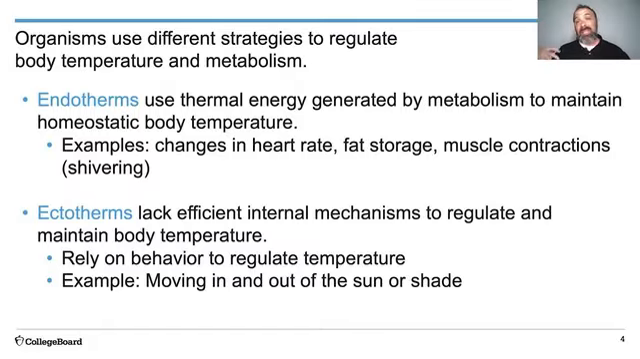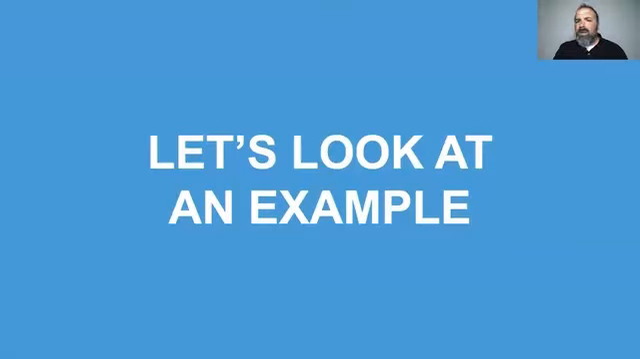A behavior could be, for example, moving in and out of the sun or the shade. Maybe you have some pets at home that are ectotherms and you have a heat lamp or a heat rock for them. But the idea is that endotherms are using energy differently than ectotherms to maintain their body temperature and essentially metabolism. So of course we've got to look at examples.